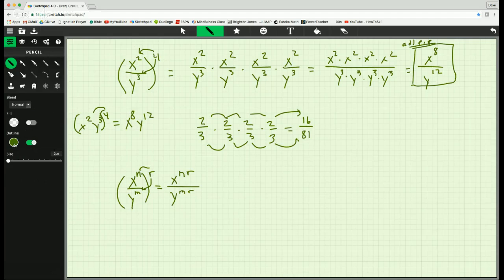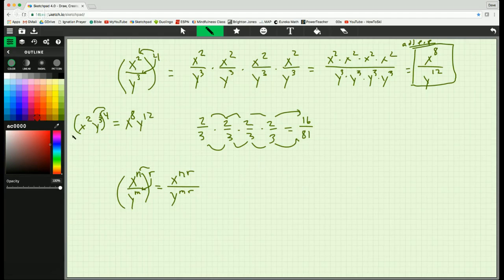Here, I'll put these problems in. We'll put them in now. We'll put them in orange. So 2 to the 4th over 3 to the 6th, all to the 2nd equals what? And then we'll do x to the 3rd over y to the 10th, all to the 5th power. What does that equal?